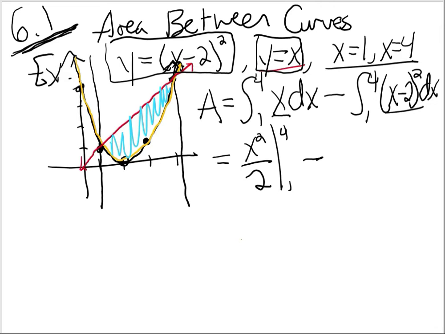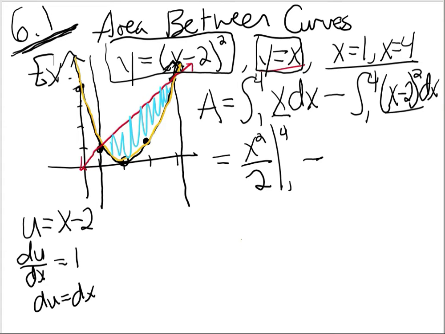But then for the second one, this is a something quantity squared. I can expand this, or what I'm going to do is you could do u-sub. You could do substitution rule. Take your u to be x minus 2. So du over dx is 1. That is du equals dx. So this is the integral of u squared du.